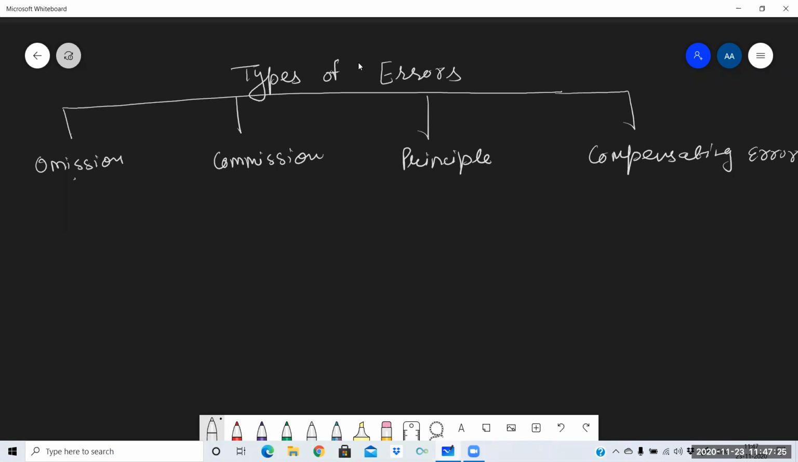Like you all know that there are always two accounts in every transaction. So we have posted the entry in one account, but forgot to post in the other account. Then it will be a partial omission. So omission means a transaction is completely or partially omitted from being recorded in the books of account. As the name implies, omission means forgetting. We have forgotten to enter the transaction in the books of account. So this omission can be of two further types: complete omission and partial omission. Complete omission means we have not recorded the transaction at all.